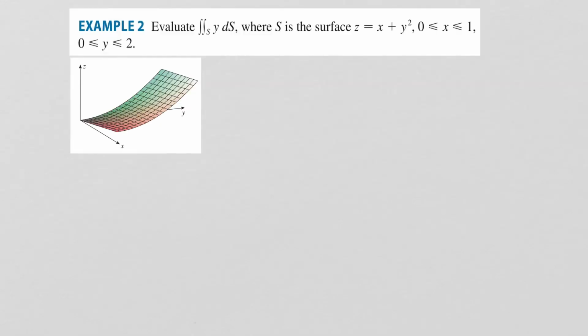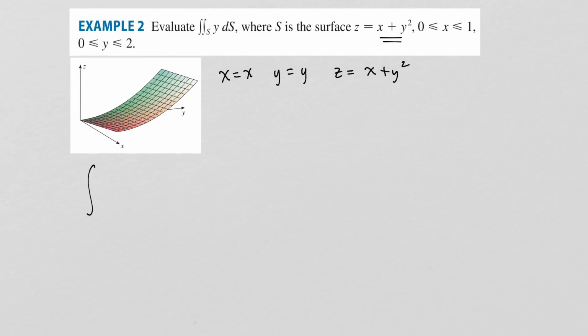So let's evaluate the double integral over the surface, where the surface is given by z equals x plus y squared. X is between 0 and 1, and y is between 0 and 2. And the function is just the function y, okay? So again, we're just going to let x equal x, we're going to let y equal y, and we're going to let z equal this function of x and y, which is x plus y squared.